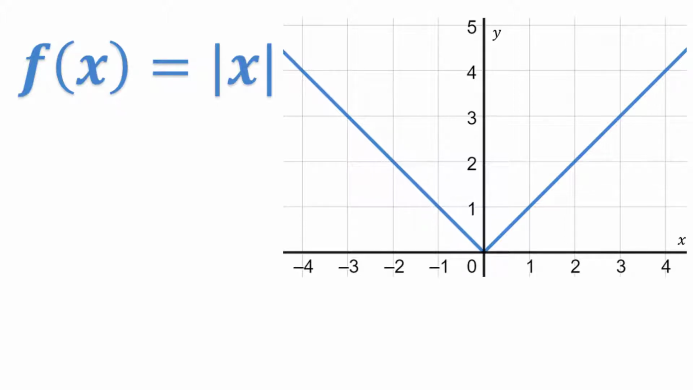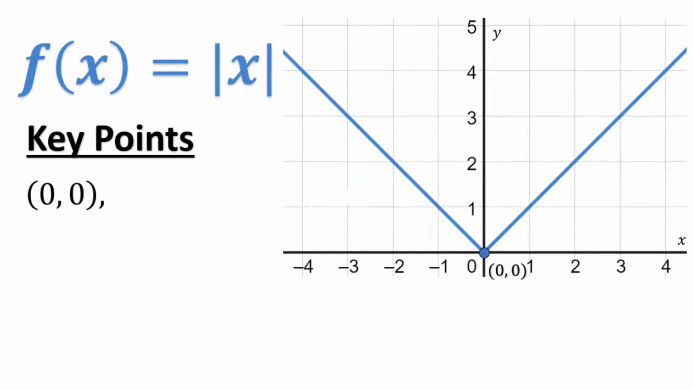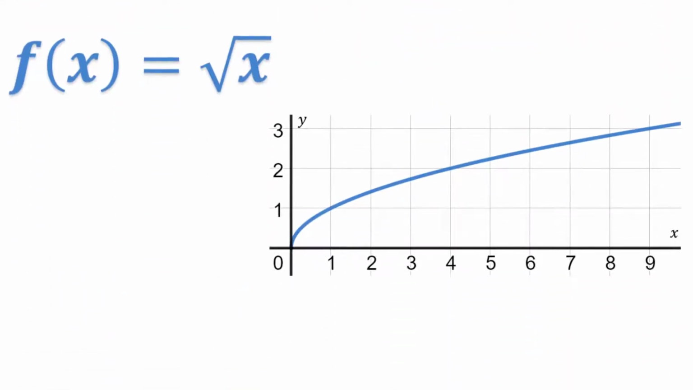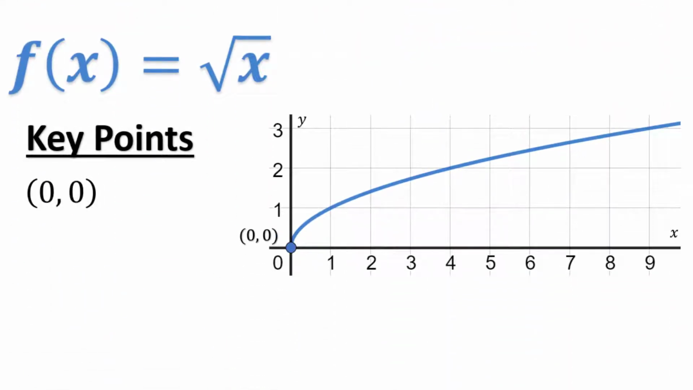This function also has the key points of 0, 0, 1, 1, and negative 1, 1, but has the distinctive v shape that the parabola lacks. Next, we have the square root of x, which has the key points 0, 0, and 1, 1. It also has the points 4, 2, and 9, 3, which are sometimes handy to know.